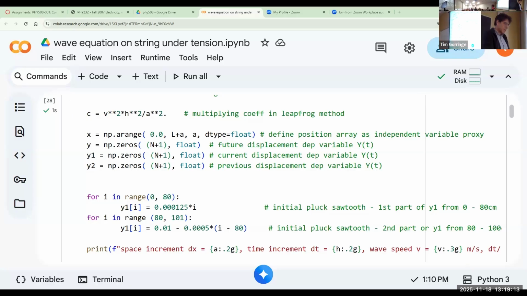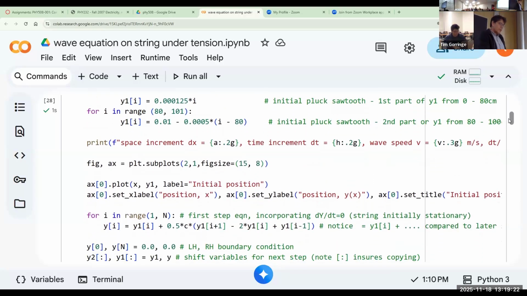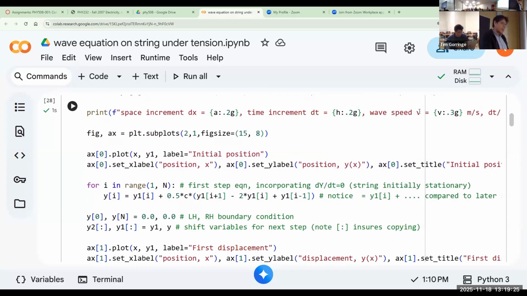Okay. Let's walk forward. If I walk through the code a little bit, I'm going to print out some numbers just as reminders, but I'm going to plot what the wave looks like at that very first moment so that we can see it. And then after plotting the wave at the very first moment, I'm going to do one little calculation, where I step that wave forward to the next increment.